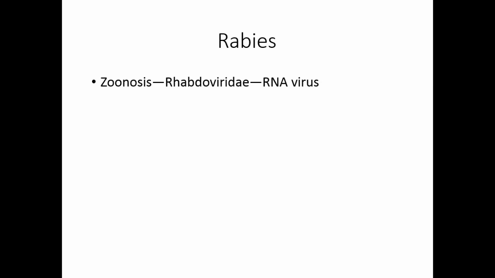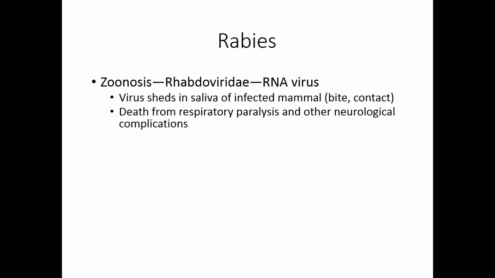Rabies is a zoonosis caused by the Rhabdoviridae. These are also RNA viruses. The virus is shed in the saliva of the infected animal. Humans acquire the disease if they're bitten by an infected animal or handle a carcass of a dead animal and get the virus into some sort of wound. Death is typically from respiratory paralysis and other neurological complications.